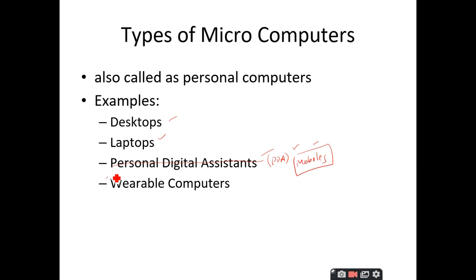And similarly wearable computers. You can wear a computer, for example, a watch. Nowadays we have smart watches where we have a lot of sensors embedded inside them. These smart watches keep track of your daily activities. They keep track of your blood pressure. They keep track of your heartbeat. Everything will be monitored. So we have different wearable computers, which is not our present discussion. These are the various examples we can give under these microcomputers.